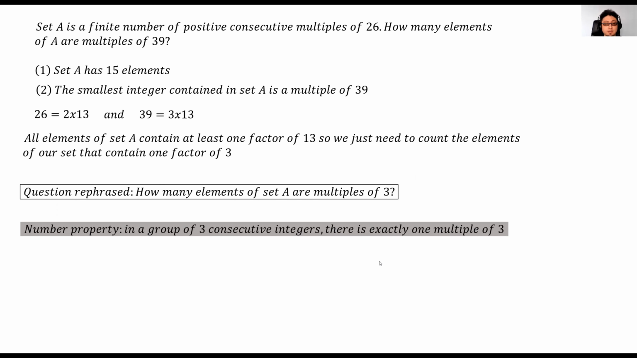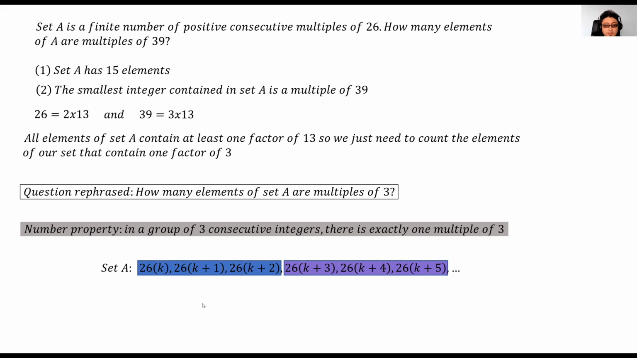First, I'm going to start by getting a representation of what my set A will look like. I can represent set A this way: 26 multiplying a certain positive integer k. The next consecutive multiple of 26 will look like 26 times k plus 1, then 26 times k plus 2, 26 times k plus 3, 26 times k plus 4, and I'm going to represent until 26 times k plus 5. Then I'm going to separate them in groups of 3.